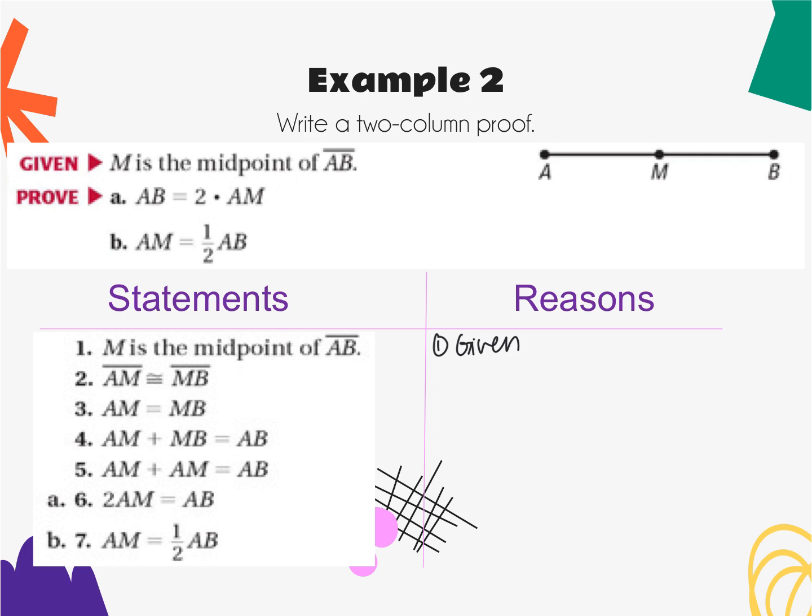My second reason, look at what it's telling me. AM is congruent to MB. This is a definition. If they're telling me M is the midpoint of a segment, how am I getting to step 2? This is going to be the definition of midpoint.